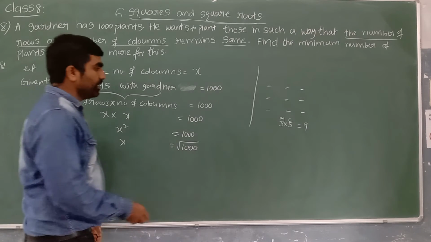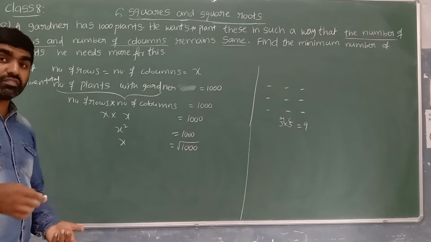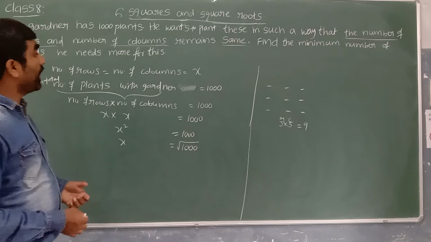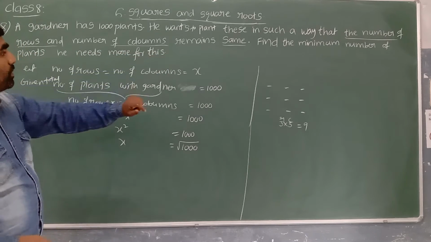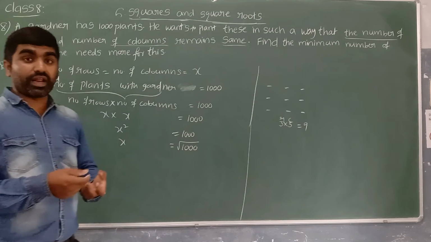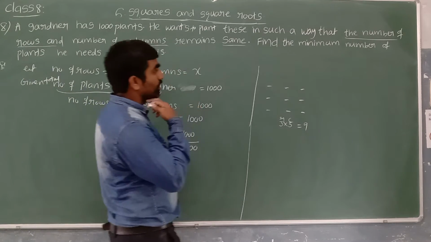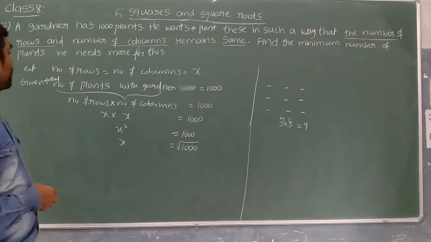So how can I find? We'll go with the long division method. Whenever you want to add, and he is asking to find the minimum number of plants he needs to add, we can go with the long division method. I'll say the reason also. Long division means repeated subtraction.